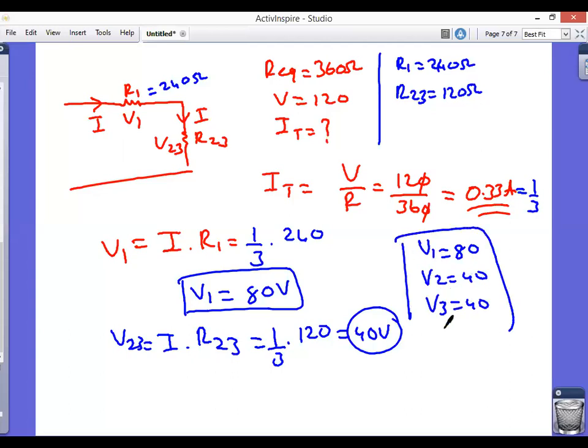Because V2 and V3 are parallel to each other, they have to be the same, since they are parallel to each other. And that is going to be the end of the question. This is the end of the assignment. We are running out of time.